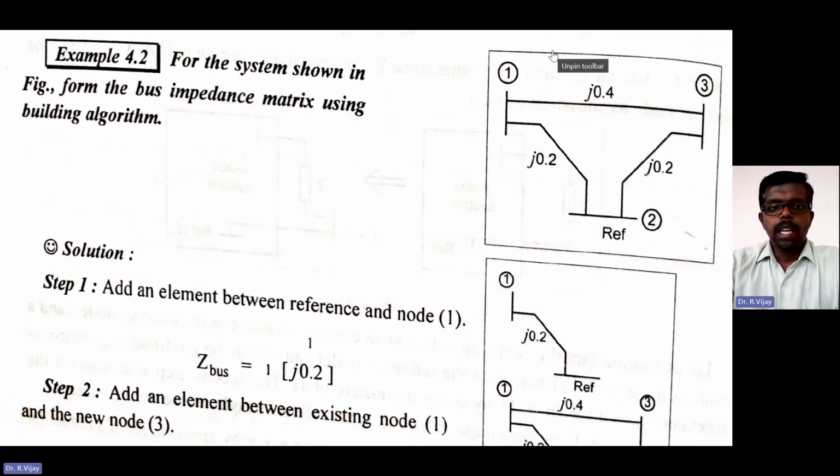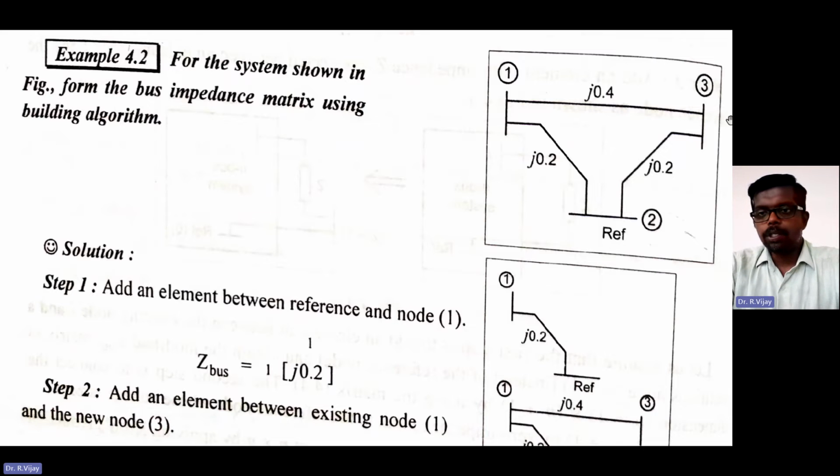Today we are going to see about the problems in bus impedance matrix by using the bus building algorithm. So take down this example. For the system shown in the figure, form the bus impedance matrix using the bus building algorithm.